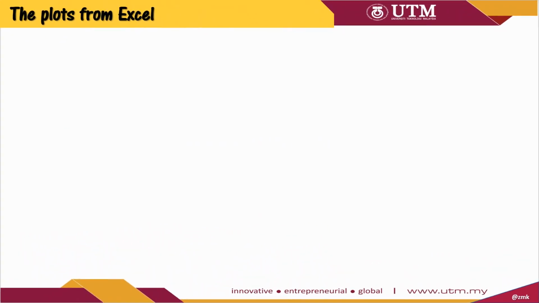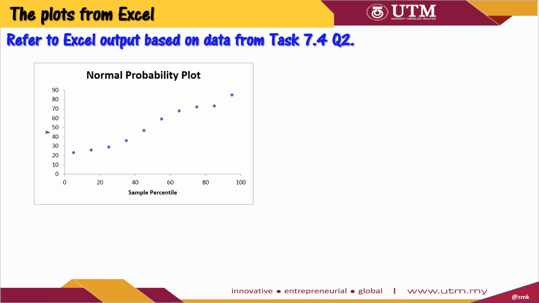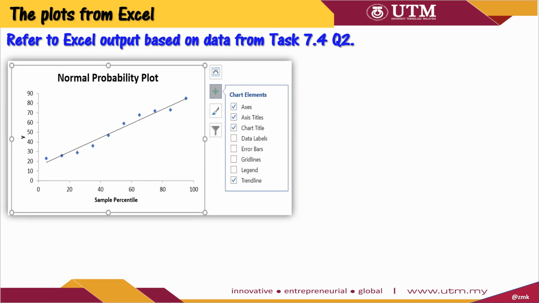What about the plots obtained from the Excel output? You can refer again to the Excel output based on the data from task 7.4 question 2. Two plots can be used to check the model assumptions. First, you can use a normal probability plot to check the normality of a response variable y, as shown here. If you click on the plot, the chart element box will appear like this. Click the plus sign and tick the trend line. Then a straight line will appear on the normal probability plot.